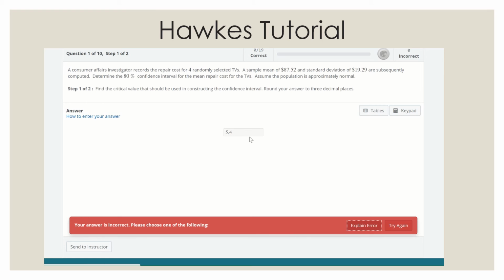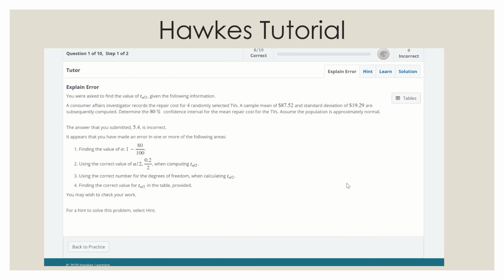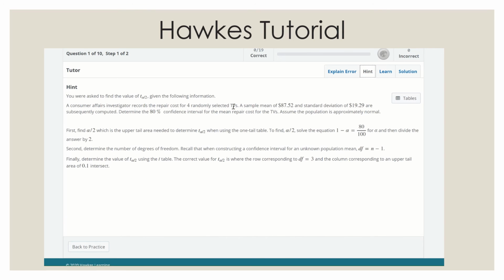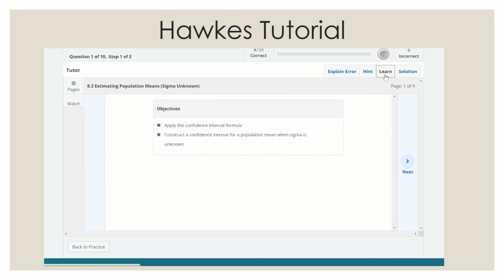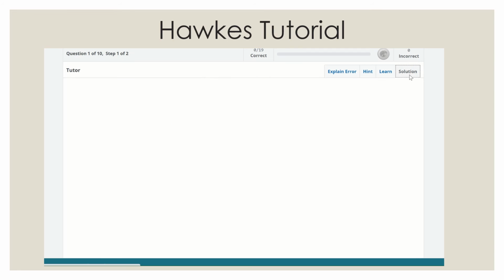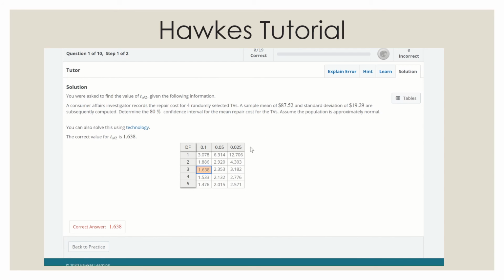So if I think I had it right but maybe just put the decimal in the wrong spot, I can just try again. But if I click on explain error, I want you to notice that it brings up this tutor function. So it's going to actually explain exactly what probably happened, or an idea of what happened when I made my error. I can also click on hint, which gives me, again, guidance, but not the answer. I can click on learn, which takes me back to that section in my textbook, and I can click on solution, which actually goes through the correct solution.